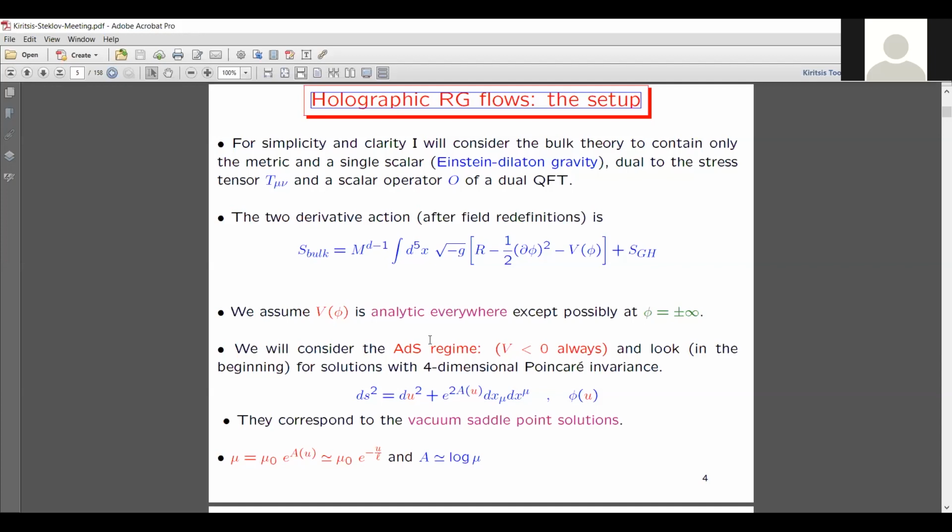I will be looking for solutions with four-dimensional Poincare invariance, so the ansatz for the metric will have the standard form. U is the holographic coordinate, e to the A is the scale factor of the transverse slice metric, and phi, the scalar, is a function of the holographic coordinate. This type of symmetry corresponds to what we would expect for the vacuum saddle point solutions of the dual theory. In this context, the analog of the renormalization group scale is essentially proportional to the scale factor of the bulk metric, which near the boundary, of course, takes the familiar AdS form. And in a sense, the function A is essentially the logarithm of the scale factor.